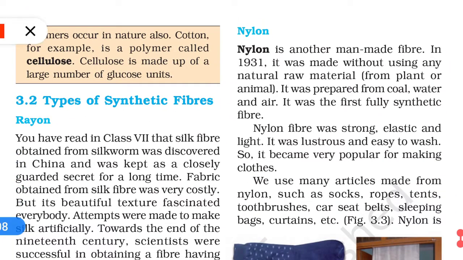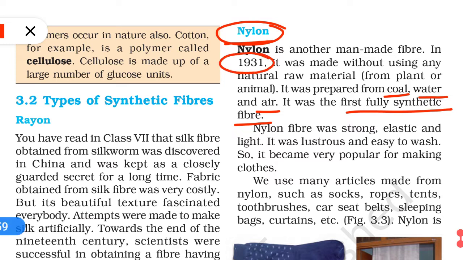Now let's discuss nylon. Dear students, nylon is the first fully synthetic fiber. Why? Because the raw materials from which nylon was produced were not natural, not obtained from plants and animals. For example, nylon was produced from coal, water and air, by some chemical process involving coal, water and air. So the raw materials used for production of nylon were coal, water and air. It was first prepared in 1931.